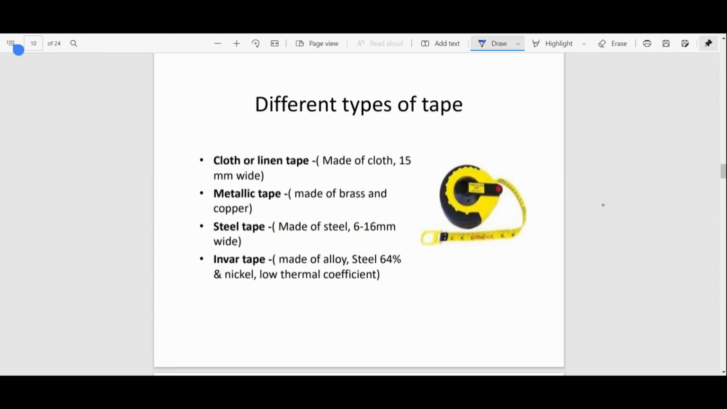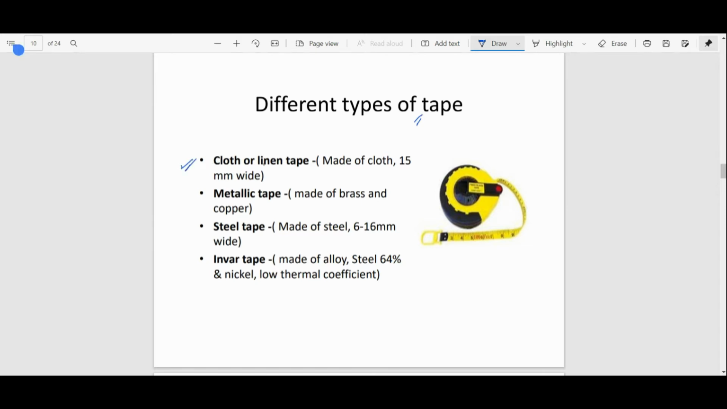Now next one is different types of tape. As I discussed, the chain was very heavy and it had a number of errors too, because there is a temperature difference in summer and winter. Whatever calculation we do has certain errors due to temperature and due to sag and pull. To avoid such errors, we have a new instrument for measuring distance, which is basically a tape. Again, there are different types of tape.